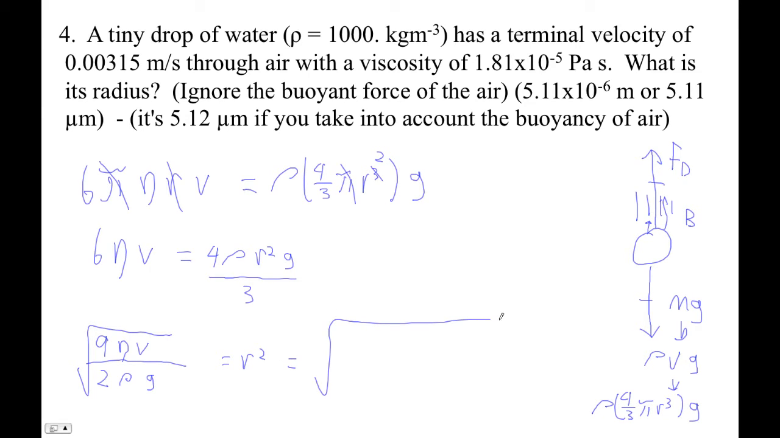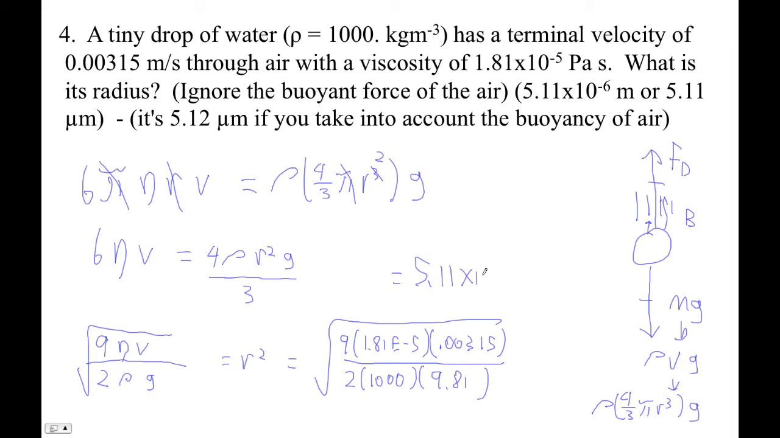So it's the square root of 9 times the viscosity, 1.81 e minus 5, times the velocity, which is 0.00315, divided by 2 times the density of the drop, times 9.81. Now, so sad I don't have my calculator. I'm going to go square root, left parenthesis, 9 times 1.81e minus 5 times 0.00315, divided by, then parenthesis, my whole denominator, 2 times 1,000 times 9.81, right parenthesis, right parenthesis. Boom, I get 5.11 times 10 to the minus 6th meters.